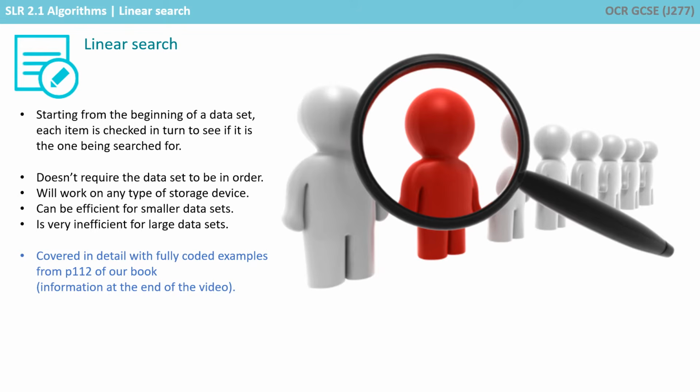Starting from the beginning of the data set, each item is checked in turn to see if it's the one being searched for. It doesn't require the data to be in any order, unlike another type of search, the binary search. It will work on any type of storage device and can be efficient for small data sets. However, it's very inefficient for large data sets.